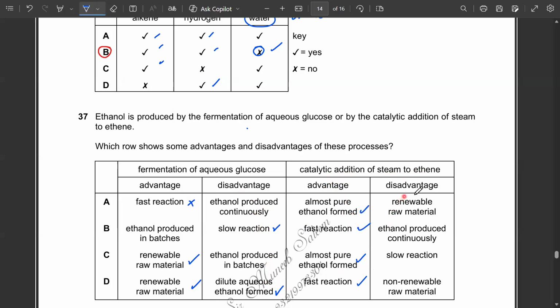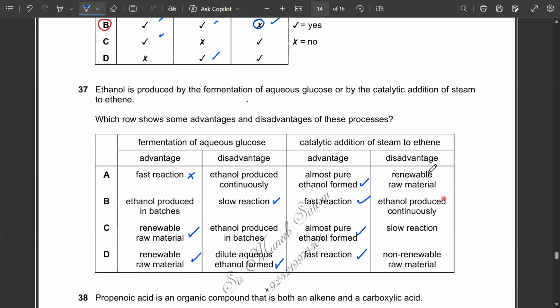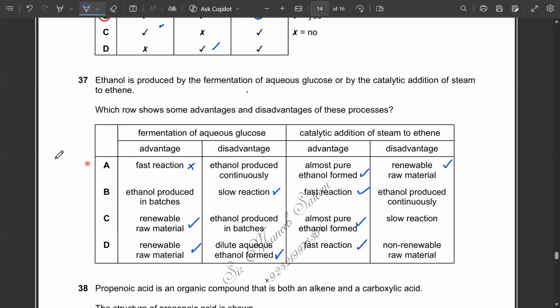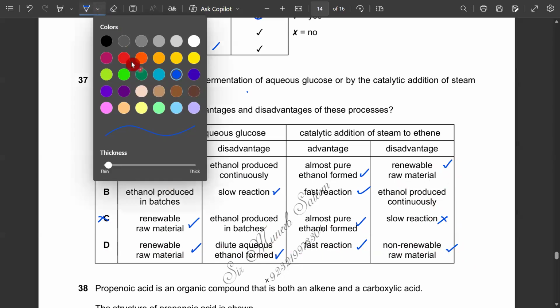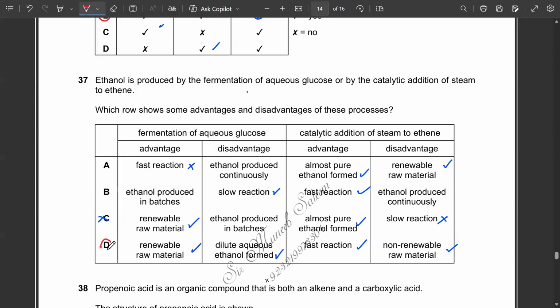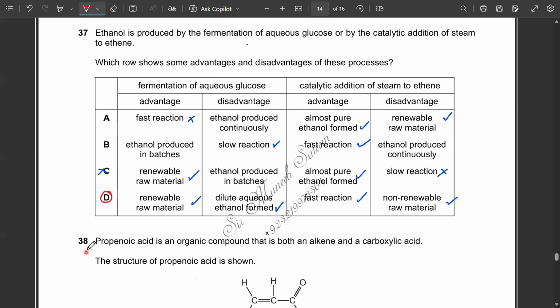All of these options are correct. The disadvantage, renewable raw material, that's also correct, but A and B are incorrect in the first part. Ethanol produced continuously, leave it. Slow reaction: it is not a slow reaction, it is a fast reaction, so C is incorrect. And D says non-renewable raw material is used, that is also correct. So we have 4 ticks in the D option. All of them are correct, so D is the correct option.